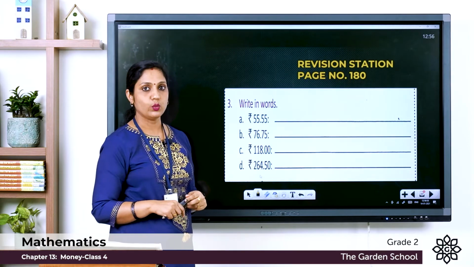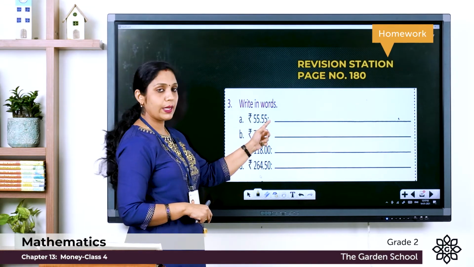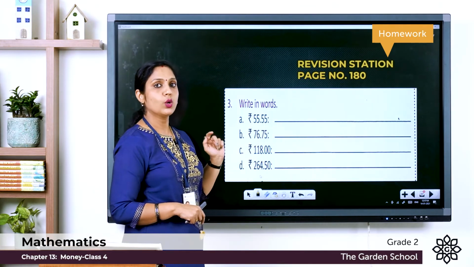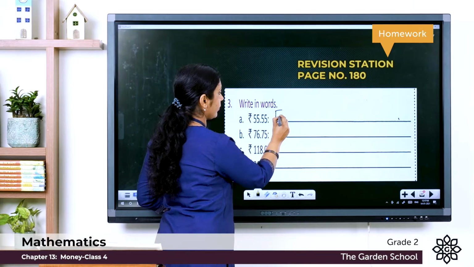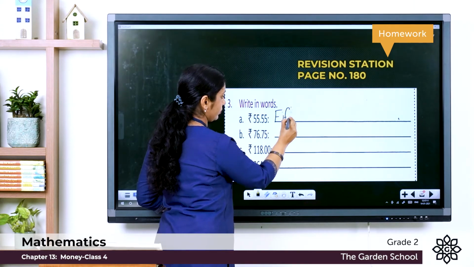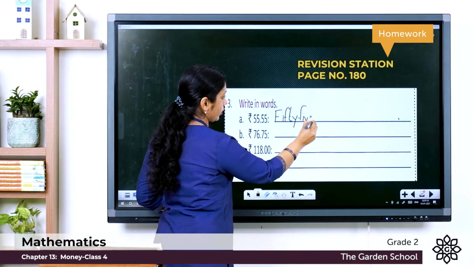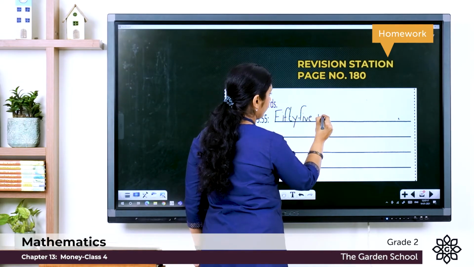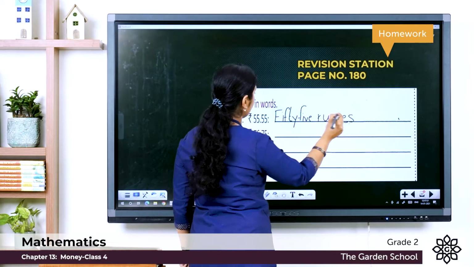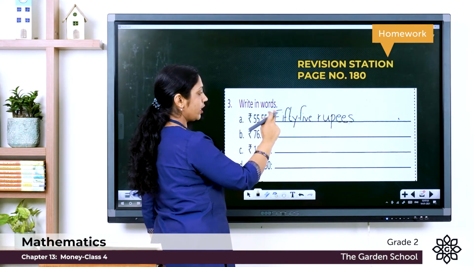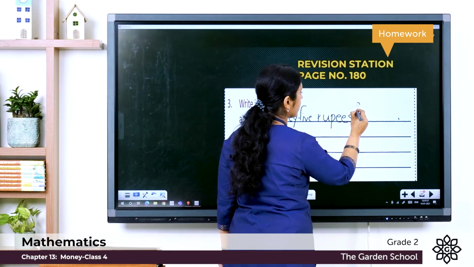Next, write in words. First one, 55 rupees 55 paise. So we have to write this in words. So how will we write it? 55 rupees, and you can see after the dot it is again 55, so that means 55 paise.